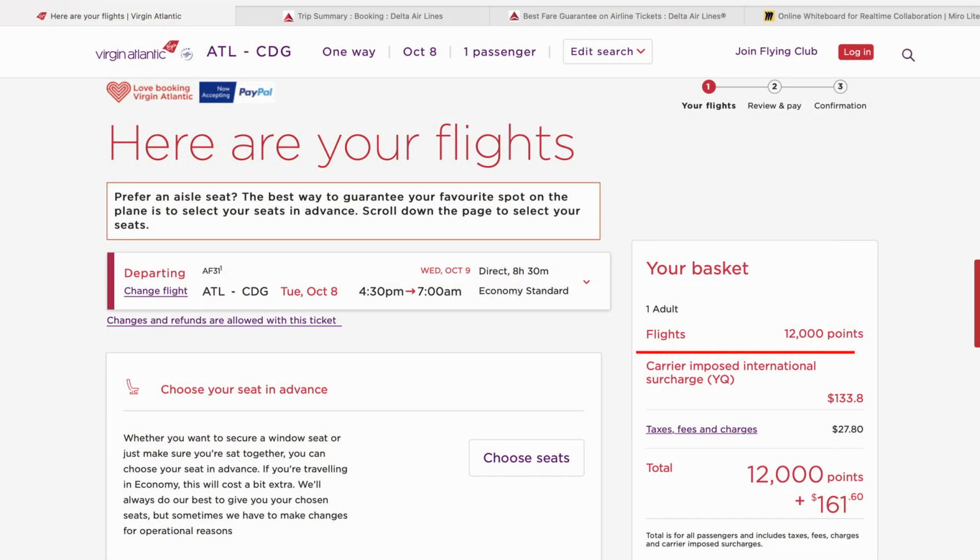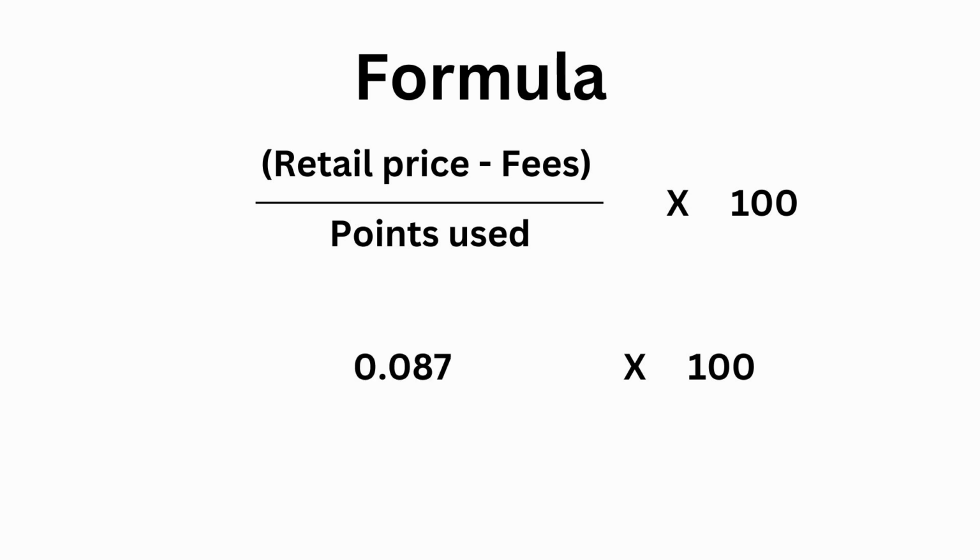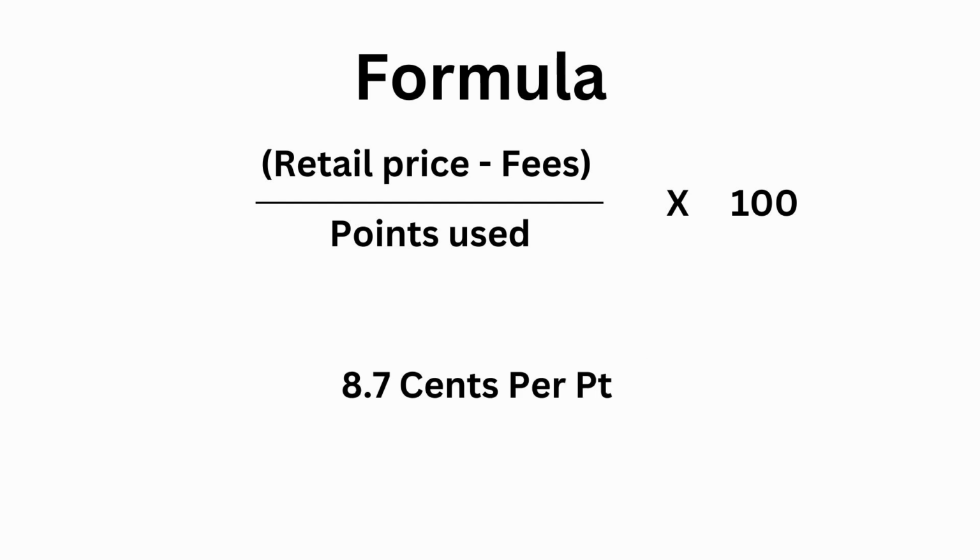12,000 points and $161. To calculate the value of our points in this redemption, we would take the retail price for a ticket and subtract the fees that we pay by booking on Virgin Atlantic, which was $161, and then we divide that number by the amount of points or miles used, which in this case is 12,000. We then multiply that number by 100, and we're left with 8.7. That's over 800% more value that you're getting by redeeming your points this way instead of the other two methods.